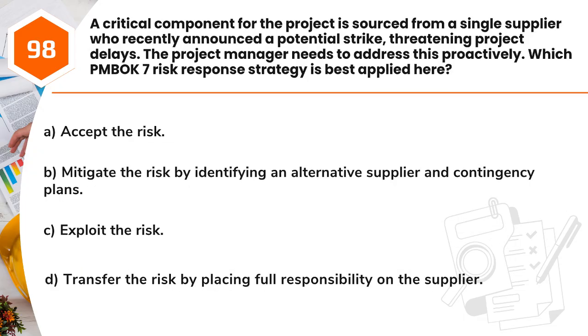Question 98. A critical component for the project is sourced from a single supplier who recently announced a potential strike, threatening project delays. The project manager needs to address this proactively. Which PMBOK 7 risk response strategy is best applied here? A. Accept the risk. B. Mitigate the risk by identifying an alternative supplier and contingency plans. C. Exploit the risk. D. Transfer the risk by placing full responsibility on the supplier.